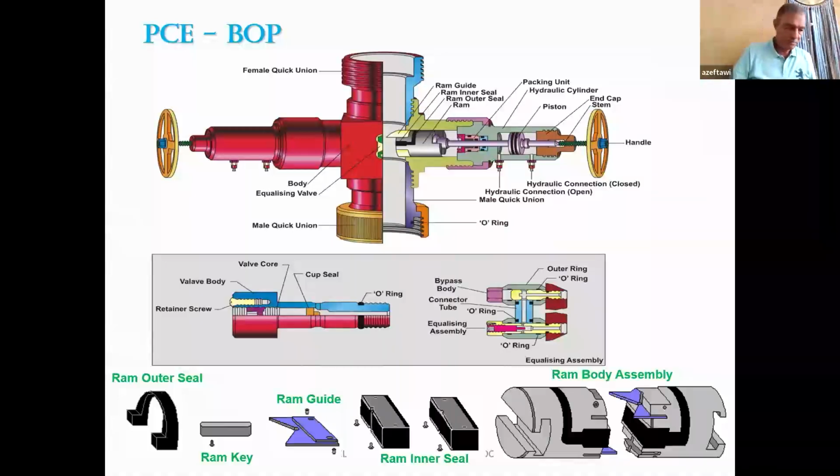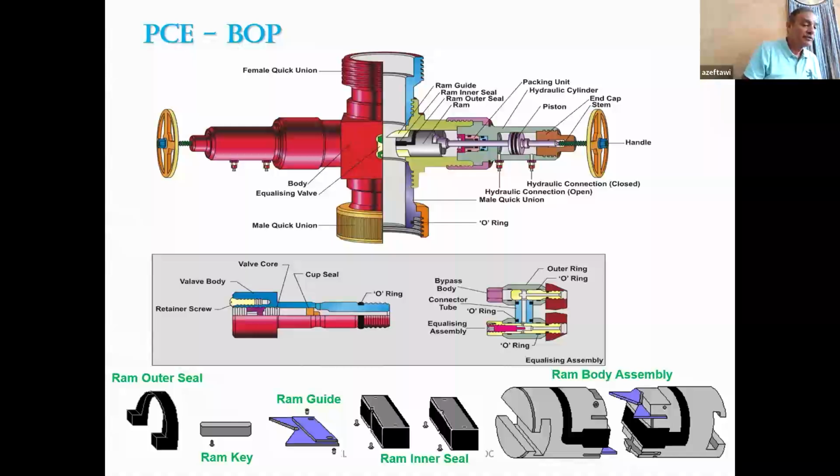Even if there is a wire inside and you close, it will seal on the wire. You know why? Because the wire diameter is small and this is rubber. This part is rubber. So rubber will seal around small diameter. So this BOP is 2-in-1.